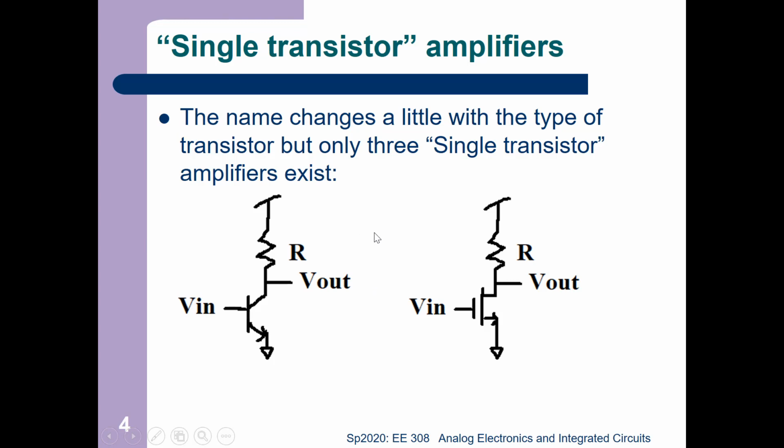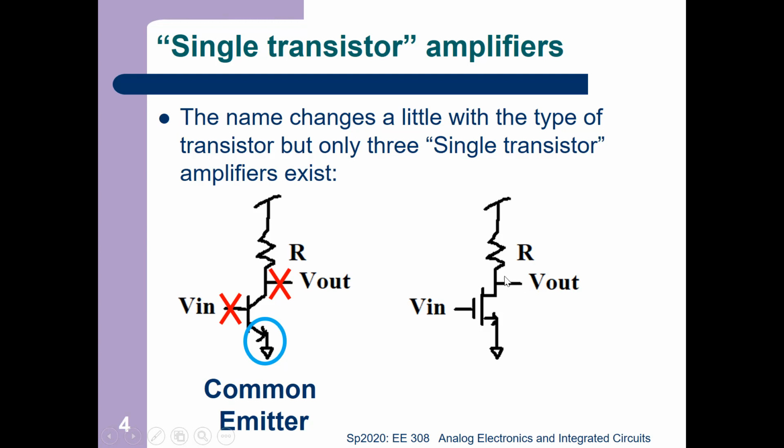But to name these, sometimes the names are a little hard to remember. So this is how I remember it. I look at where the input is, and I cross that out. And then I look where the output is, and I cross that out. And I say, what's left? And you say, well, it's not the base, it's not the collector, it's the emitter. The emitter's left. So this is actually a common emitter amplifier.